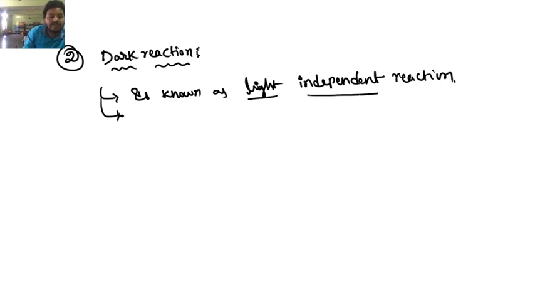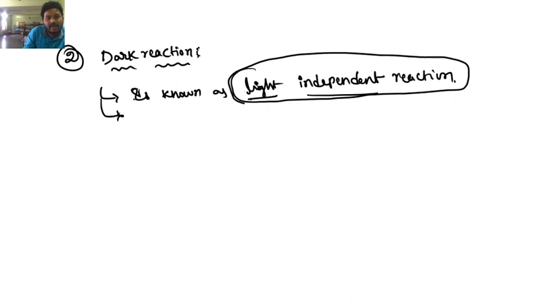Several kinds of reactions are seen in light, and some reactions are seen in the absence of light. That's why those reactions are called dark reactions. These are also known as light independent reactions. The dark reaction takes place in the stroma of the chloroplast. What is the importance of stroma?